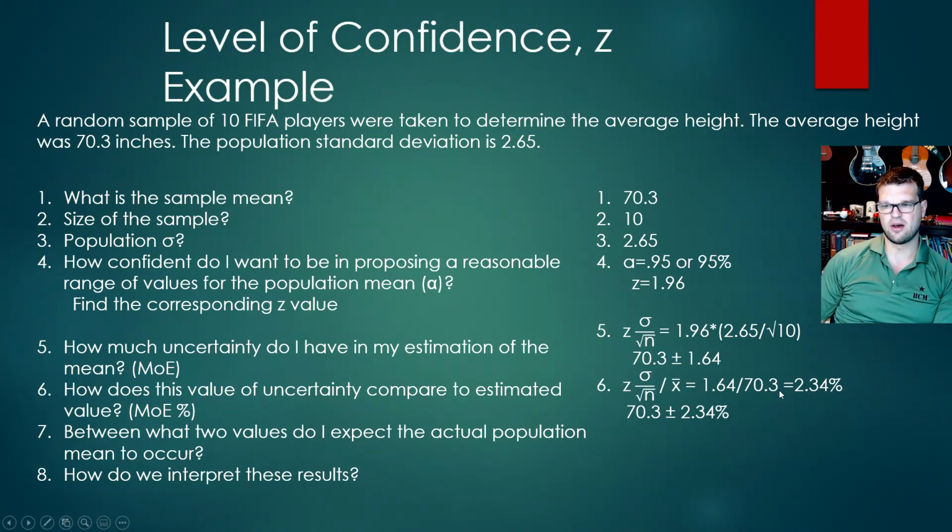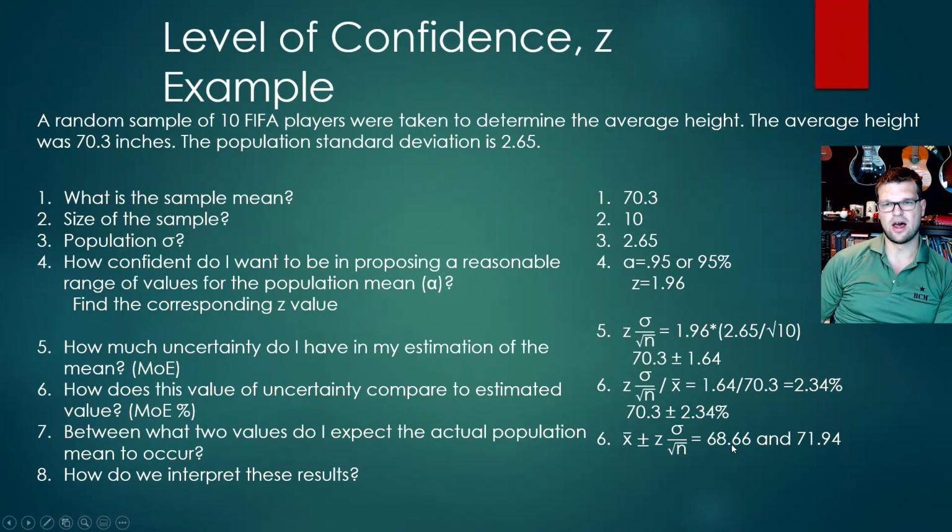So I have a margin of error, or a level of uncertainty. My level of uncertainty is 2.34%. So 70.3 plus or minus 2.34% is going to be the percent for the margin of error. And then between what two values do I expect the actual population mean to occur? I took x bar and the margin of error value and did the calculations. 70.3 minus 1.64 is going to give you 68.66, and 70.3 plus 1.64 is going to give you 71.94.